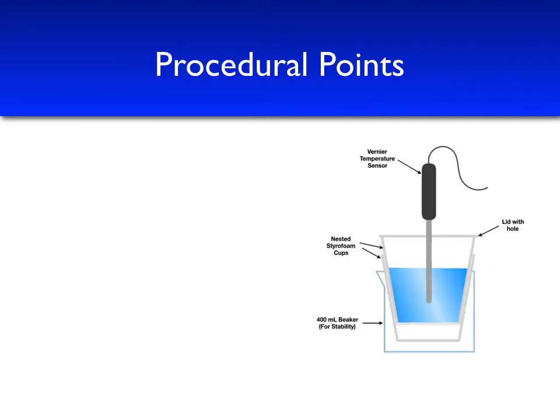Here are some specific points about the procedure we're using. Just like in experiment number 8, we'll be using a coffee cup calorimeter where 2 styrofoam cups are nested together. The calorimeter will then be stabilized by placing it in a 400 milliliter beaker. The Vernier temperature sensor will then be stuck through the hole in the lid, which will be placed on top of the calorimeter.